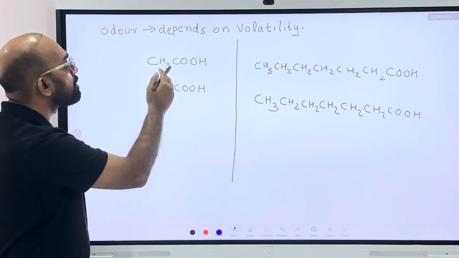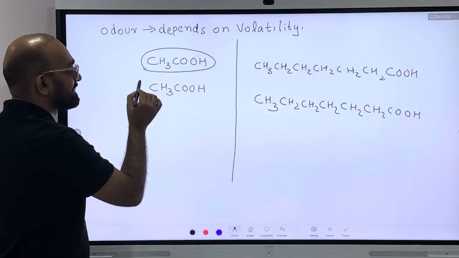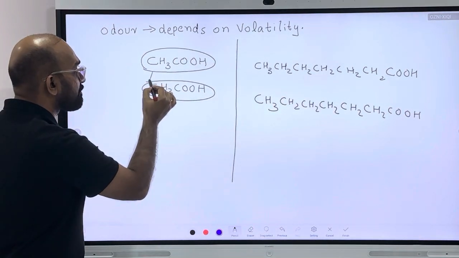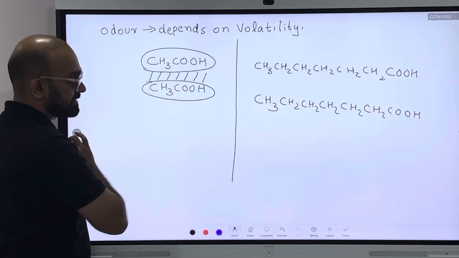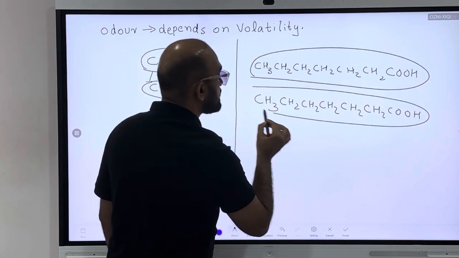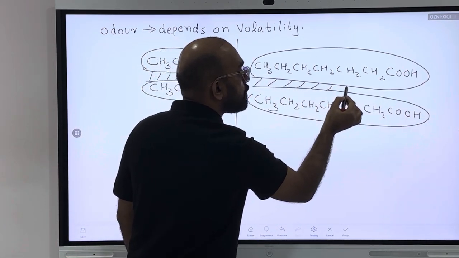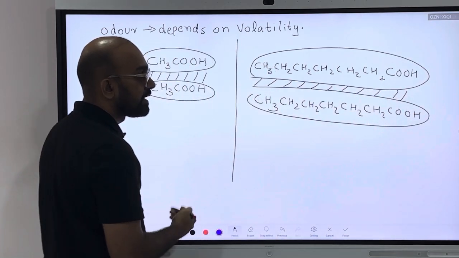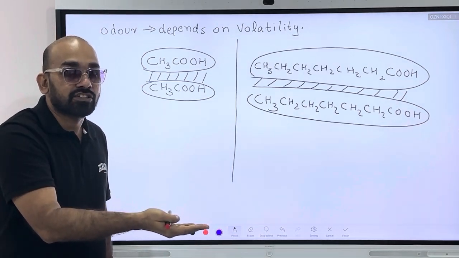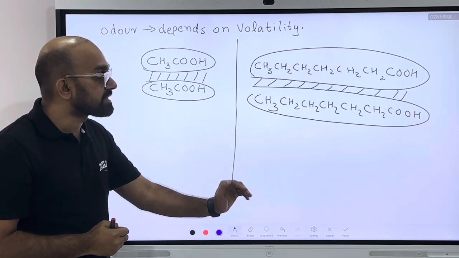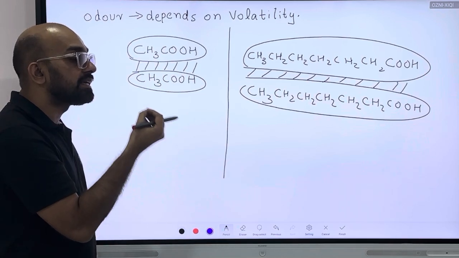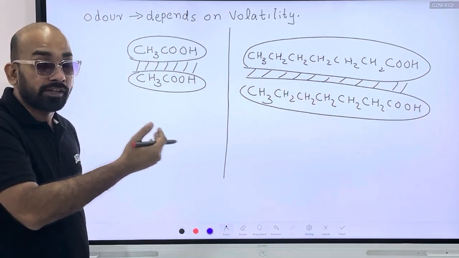So if you take small molecules, for example ethanoic acid, acetic acid, the surface interaction is comparatively less compared to other molecules. If we take a bigger molecule here, you can see large surface interaction, so more intermolecular force exists here. If intermolecular force increases, what about the volatile character? Their volatile nature decreases. The ability to become vapor decreases. So only a small amount of vapor reaches our nose, so we feel it as odorless.